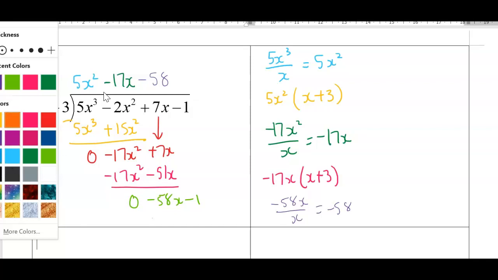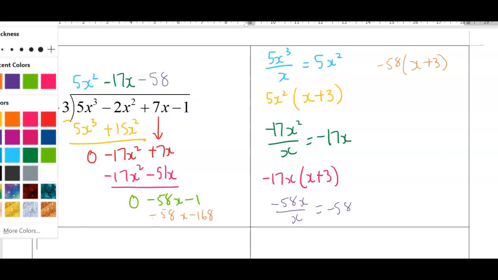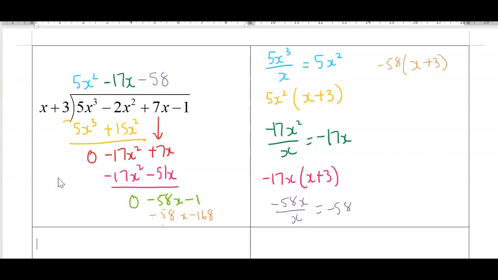All right, so negative 58 times x plus 3. So negative 58 times x is negative 58x. And negative 58 times 3. I feel like I made a mistake somewhere with such high numbers. 150 plus 16, 168. All right, and then we're just going to get our remainder. So negative 1 plus 168, so negative 167.